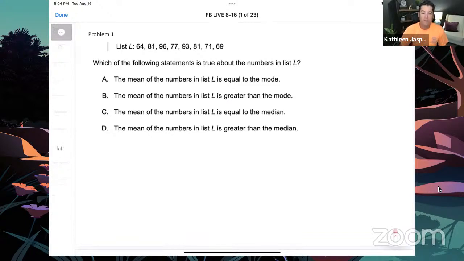Problem 1 says, which of the following statements is true about the numbers in list L? So here's list L, up here. In both Facebook and YouTube, you'll see that the link has all of these problems. There are 10 problems, all laid out on their own individual sheet of paper, so that you have the problem and then the space underneath to work as your scratch paper.